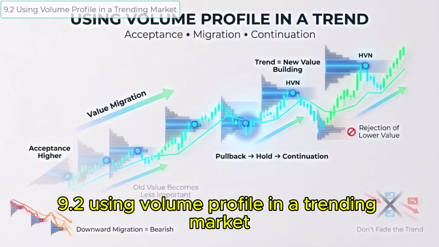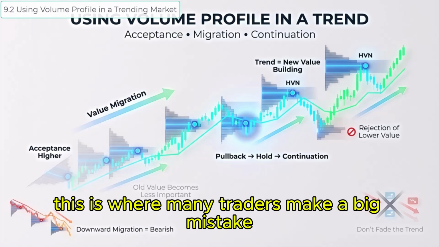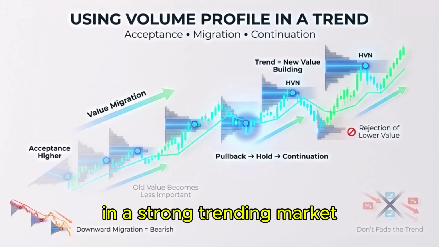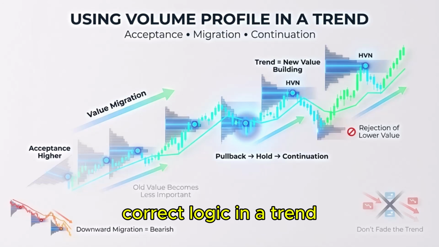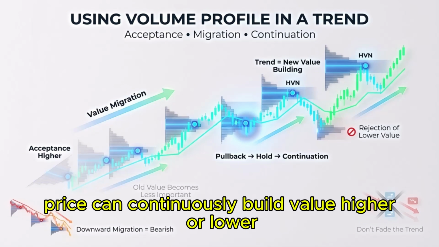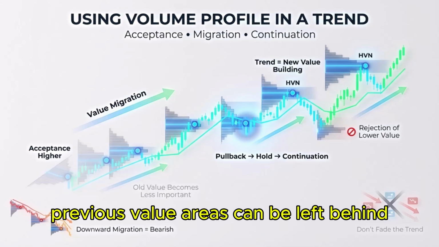9.2. Using volume profile in a trending market. Now let's talk about trends. This is where many traders make a big mistake. They keep trying to fade the POC in a strong trending market. Correct logic in a trend: when the market is trending, price can continuously build value higher or lower. Old POC can lose its importance. Previous value areas can be left behind.